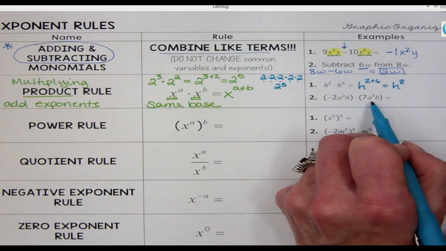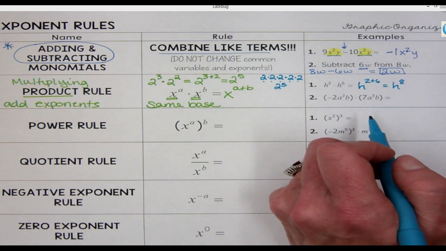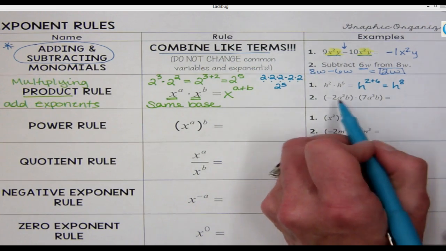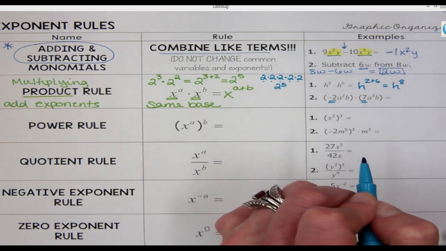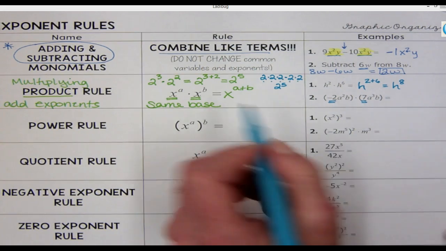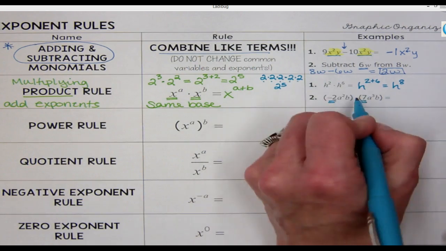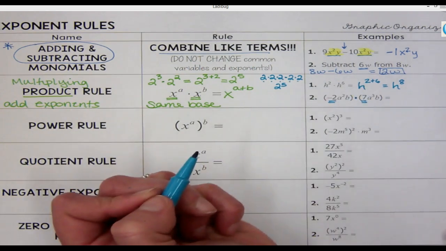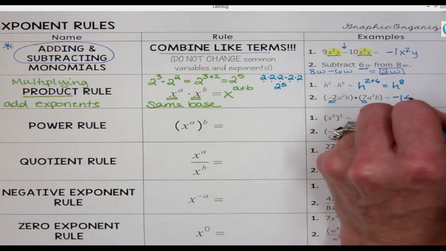Same here, except now I've got to look at each individual base differently. I've got numbers that I'm multiplying. I multiply those numbers. I'm not adding them. The adding only happens with the exponents. I'm still multiplying. That's what this dot is. So I'm still multiplying. Negative 2 times 7 is going to give me negative 14.